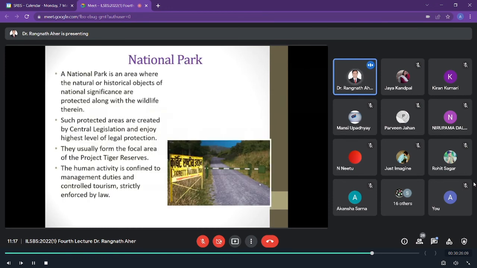What is a national park? A national park is an area where the natural or historical objects of national significance are protected along with the wildlife therein. Such protected areas are created by central legislation and enjoy the highest level of legal protection. A good example is Corbett National Park, a very big national park in Uttaranchal.